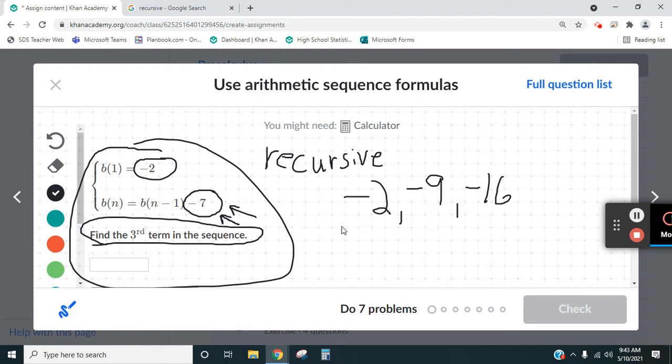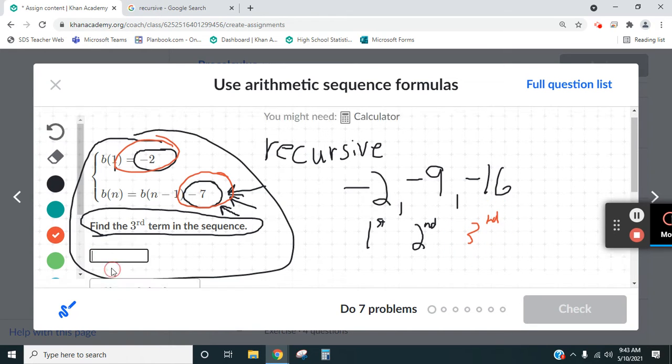Find the third term. So this is the first term. That's what this means right here. This is the second term because they told us to do what every time? Subtract 7. So this looks very confusing, but that's all it means. Here's the first number in the list. This is what you do every time. All right, so this is your third number, which is the one we wanted.